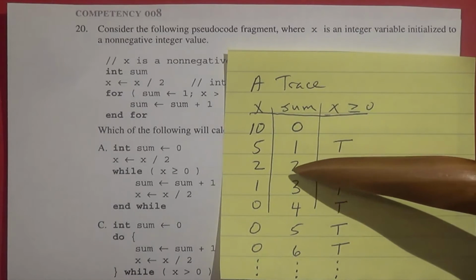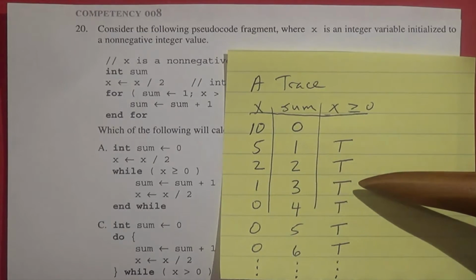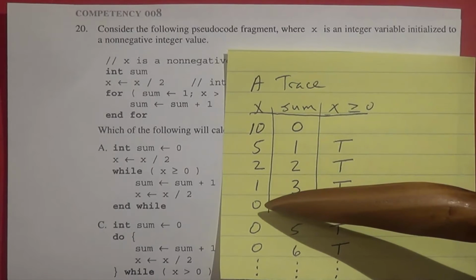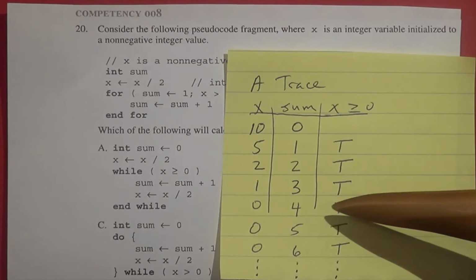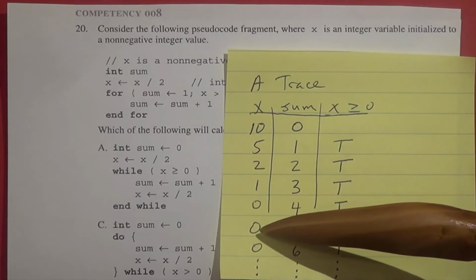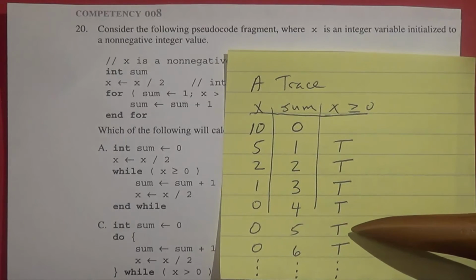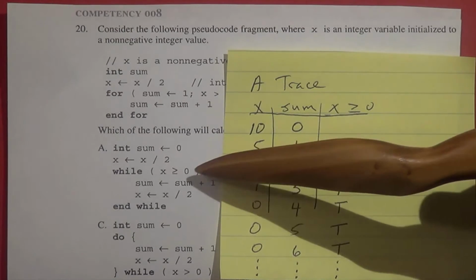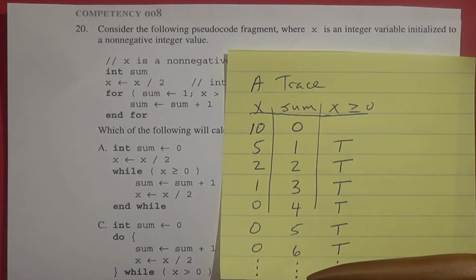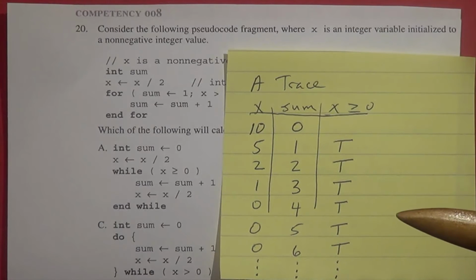Increase by 1. Divide by 2 again. Still true. Increase by 1. Divide by 2 again. Still true. Increase by 1. Now when 0 divides by 2, it's still 0. And this is still going to be true because it's greater than or equal to 0. And as you can see, this will just continue on indefinitely. Infinite loop. And this is not the choice that we want.